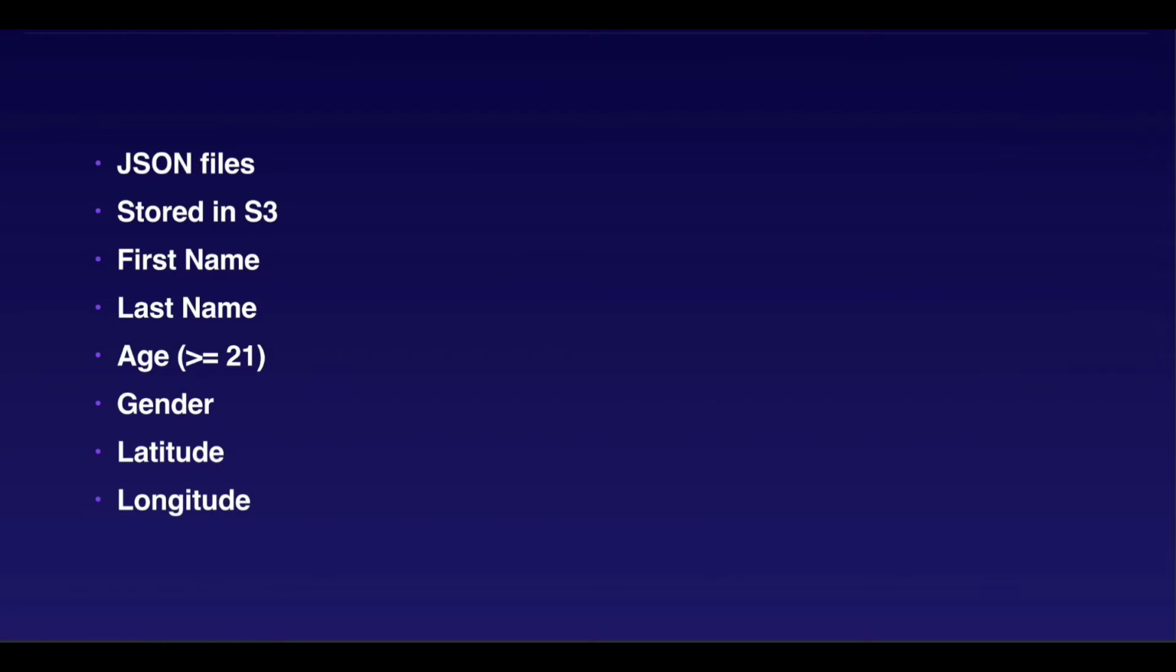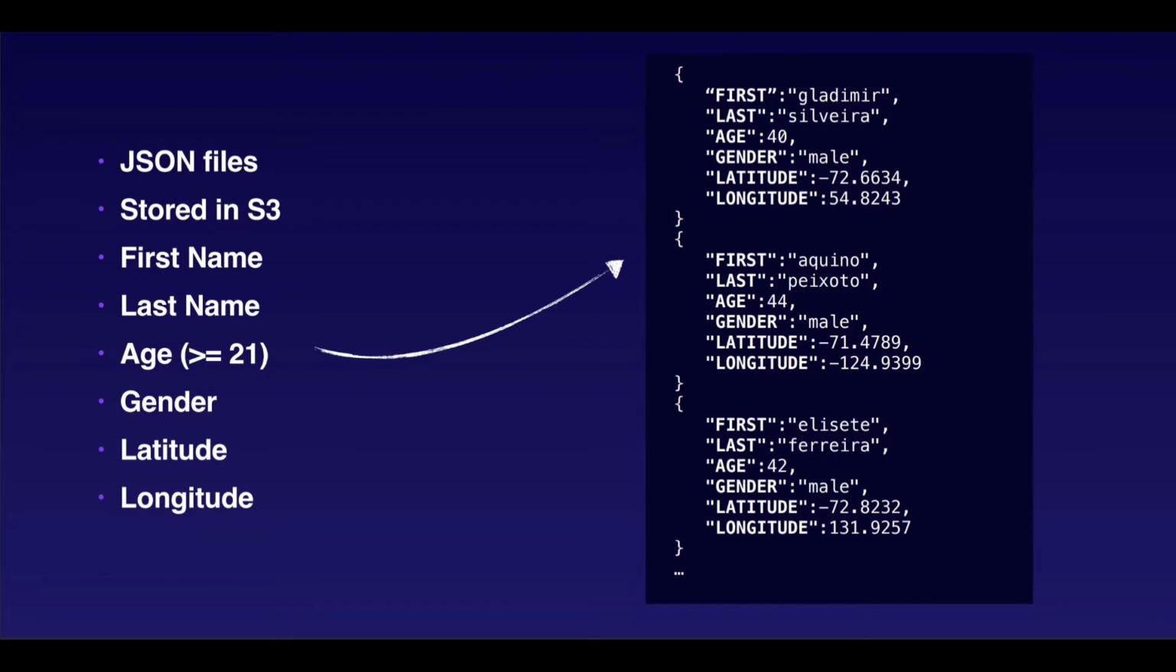Now the final result for this lab is we are looking for JSON files that are stored into S3, and the only information that we want to capture is the person's first name, their last name, their age, gender, latitude, longitude, and remember, we only want to capture information for users that are 21 and older. So for example, a snippet of the final JSON might look something like this, and when you are ingesting the data, let it run maybe about 10 minutes or 15 minutes, so you will have plenty of records to work with.